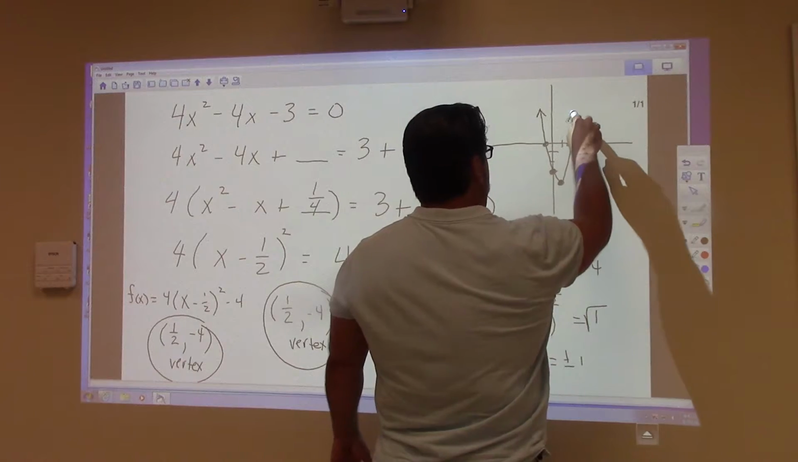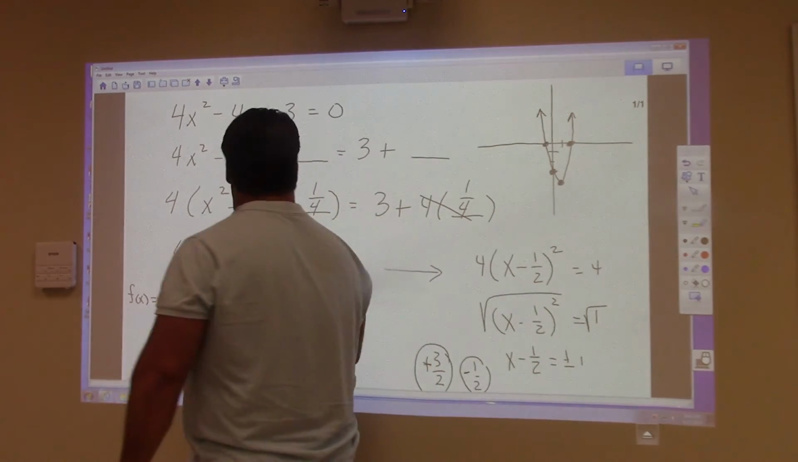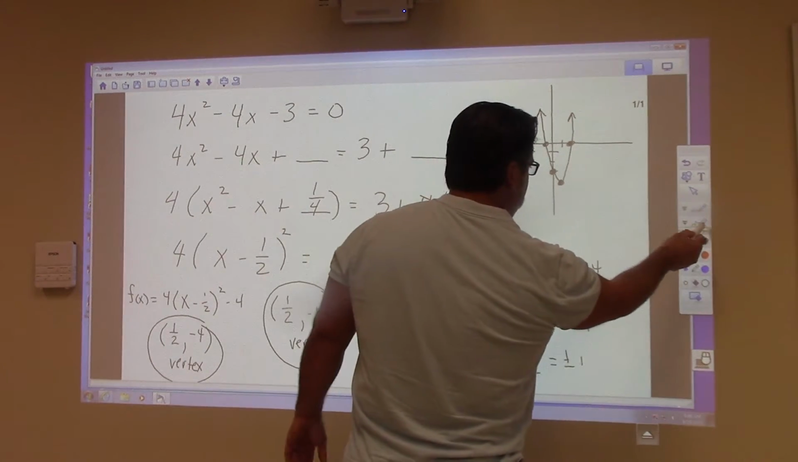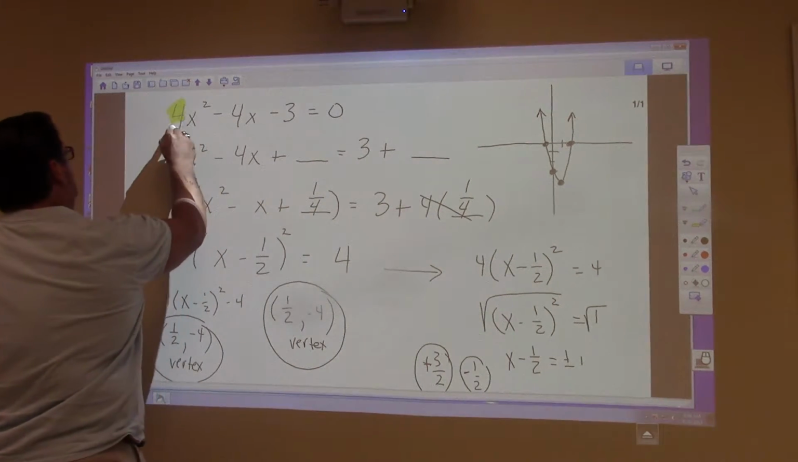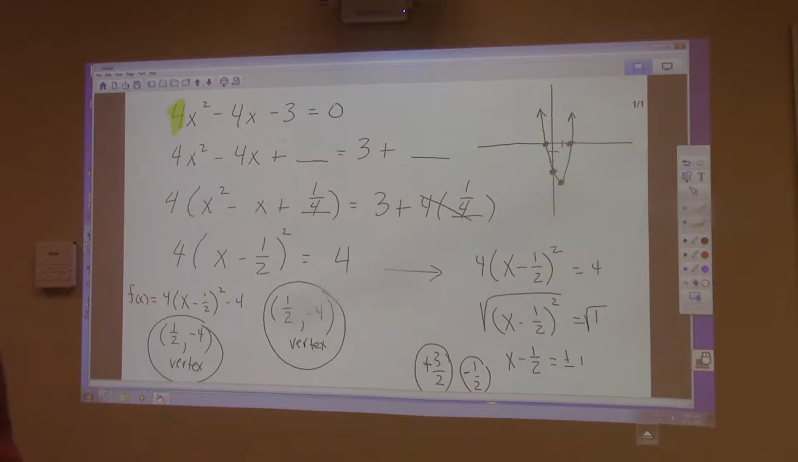Why is it so skinny? Because the 4. Good, the 4 is the biggest. And we're going to go over that. Well, you know that from college algebra. 4 makes it skinny.